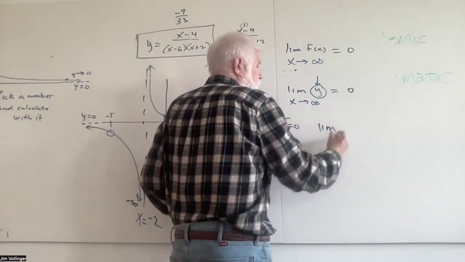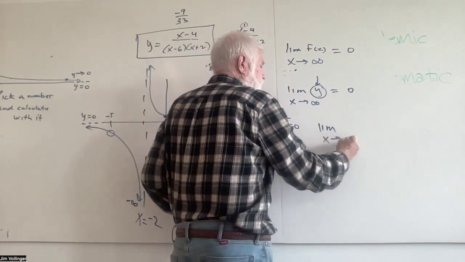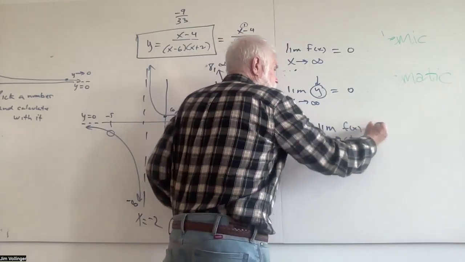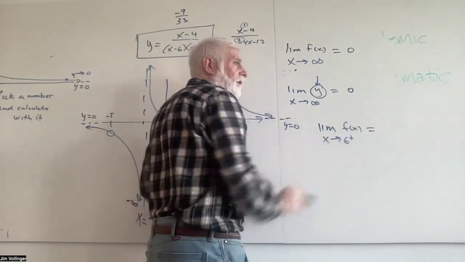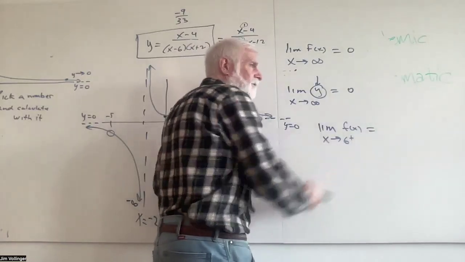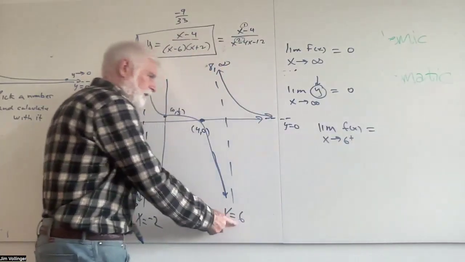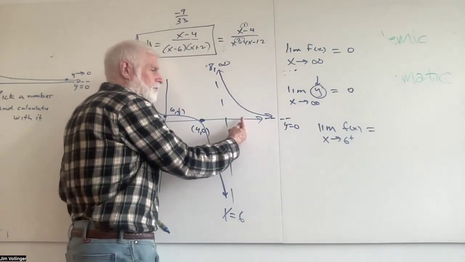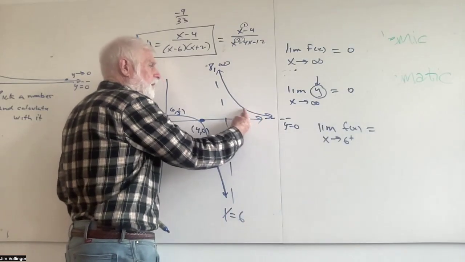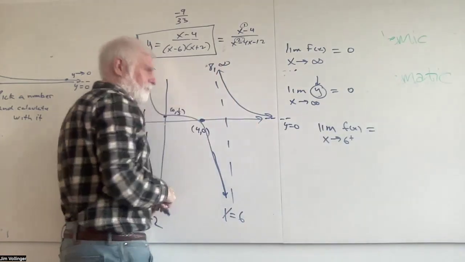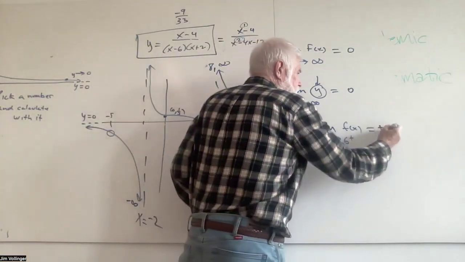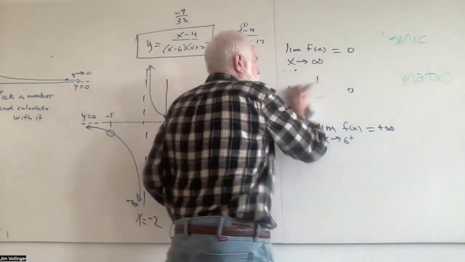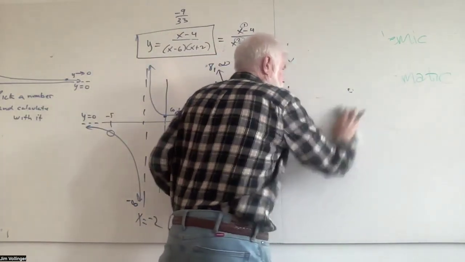What's the limit as x goes to 6 from the right of f of x? As we move to 6 from numbers bigger than 6. Well, here's 6. Here's numbers bigger than 6. I'm going to move my finger towards 6. Where's my hand going? Positive infinity. Okay, I can erase here and just keep the questions coming.